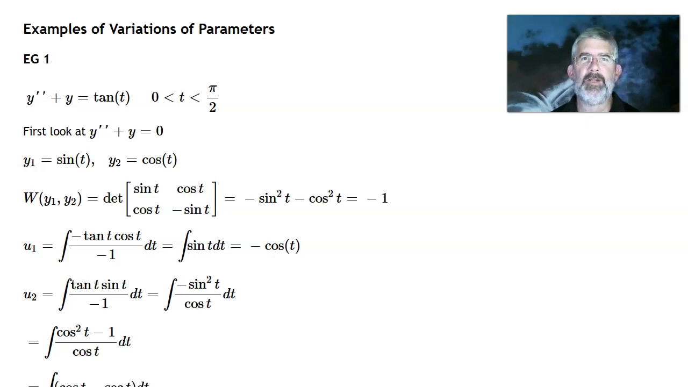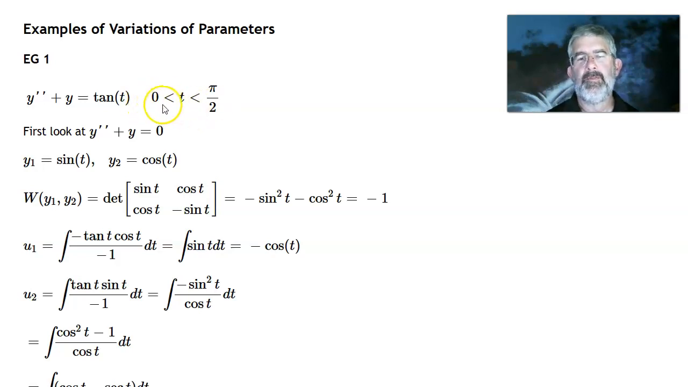In this video, I want to take a look at using variation of parameters to help us solve second-order non-homogeneous linear differential equations. Okay. So, here's my first differential equation, y double prime plus y equals tangent of t. Now, if I want to find the general solution to this differential equation, then I need to find the general solution to the homogeneous equation and one particular solution to this equation.